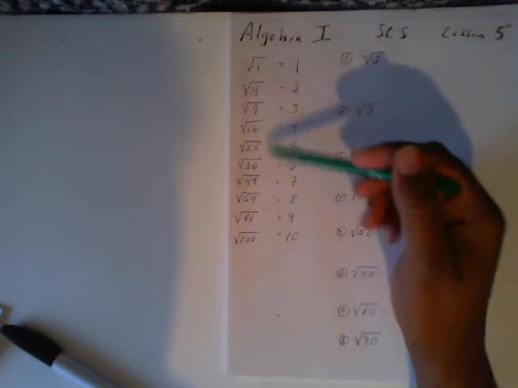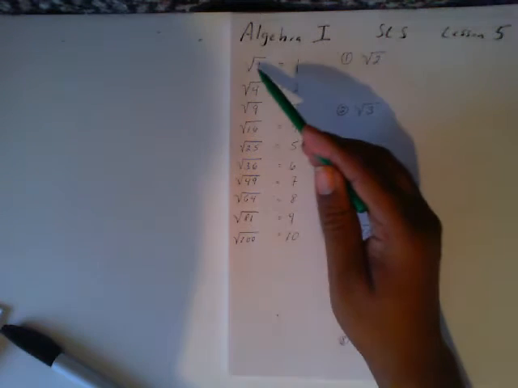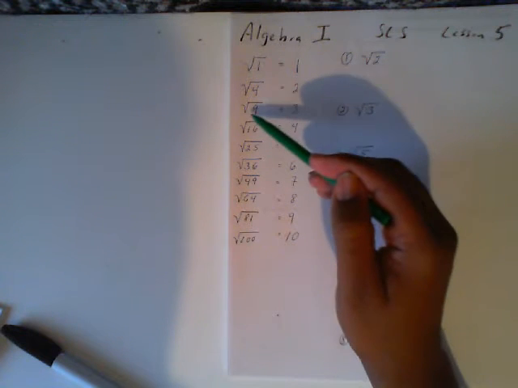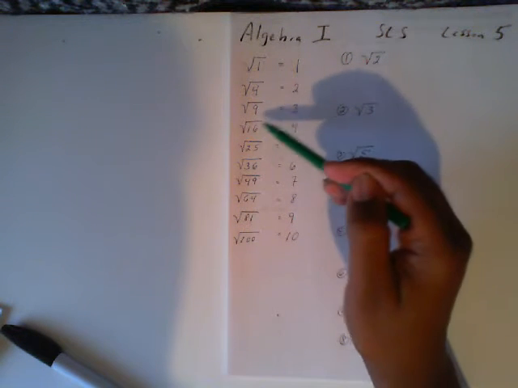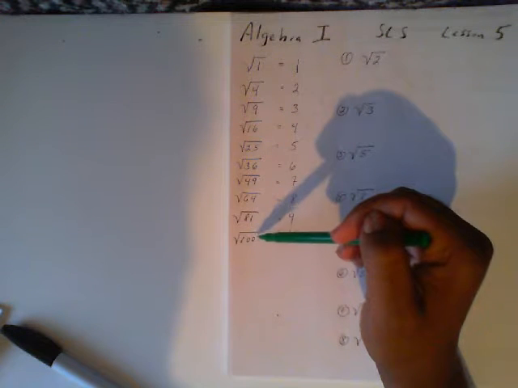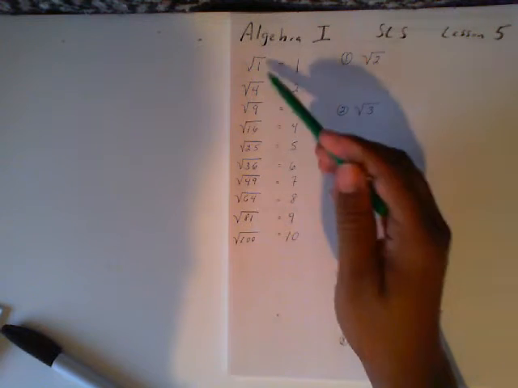These are all perfect squares, and we're taking the square roots of them. So the square root of a perfect square of 1 is 1, the square root of a perfect square of 4 is 2, the square root of a perfect square of 9 is 3, the square root of 16 is 4, and so on. Now, we want to find out how do you estimate a number when it's not a perfect square.